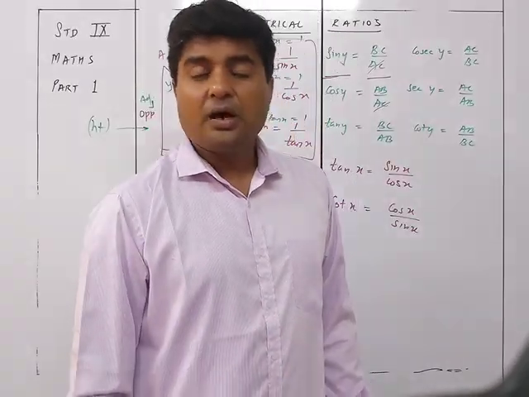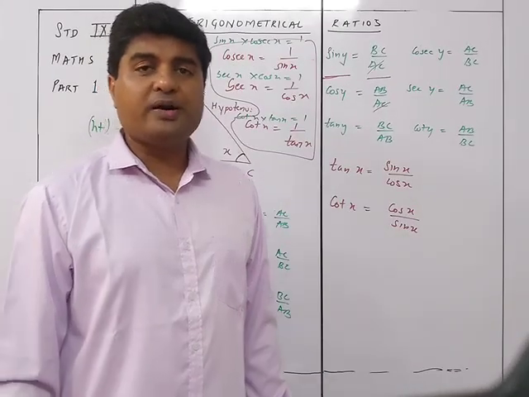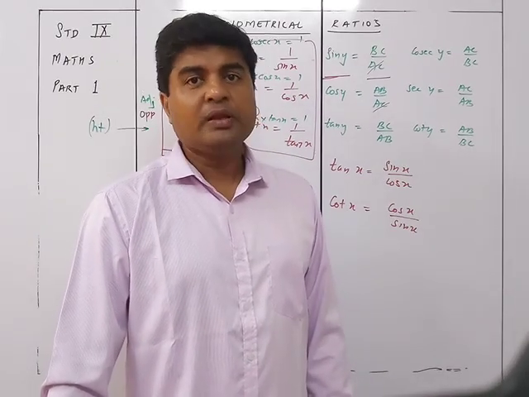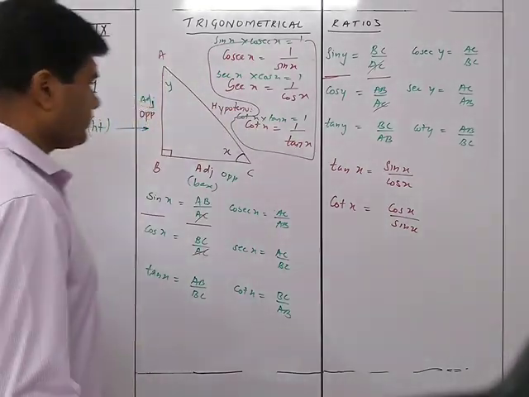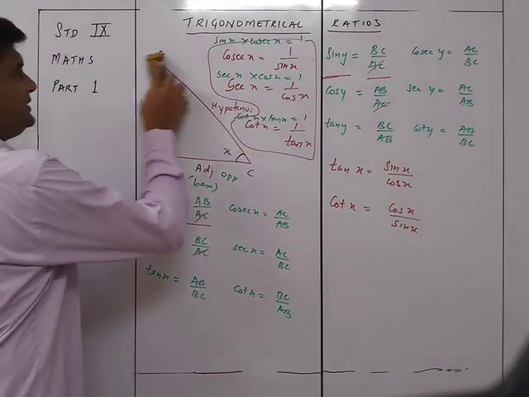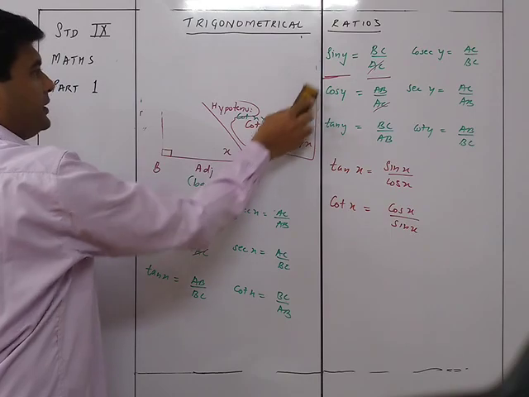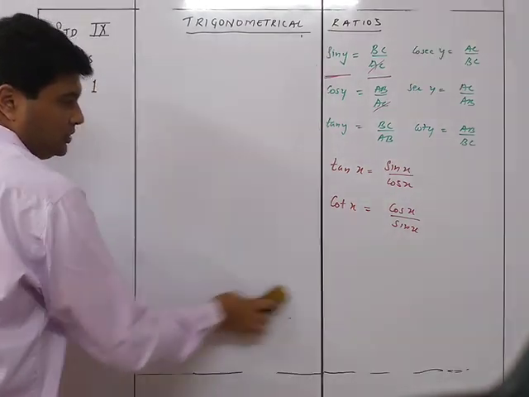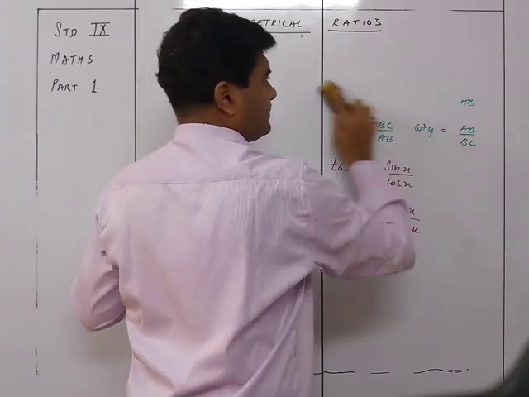The next is we are going to have some more important identities related to the square ratios. We are talking about the squares now. So let's see the square ratios, or the important identities. There are three identities. So let's go through those.